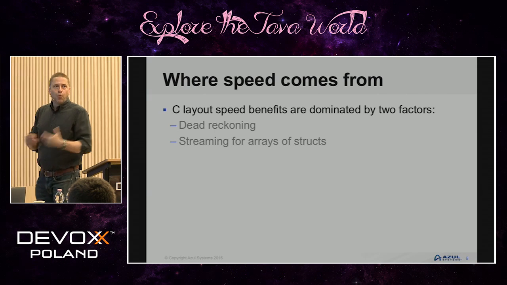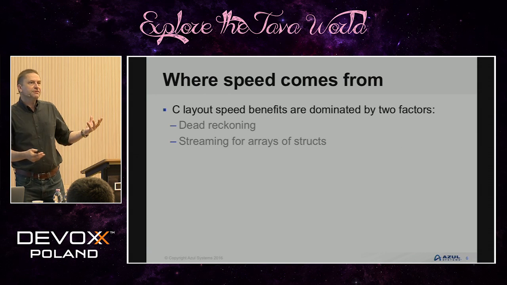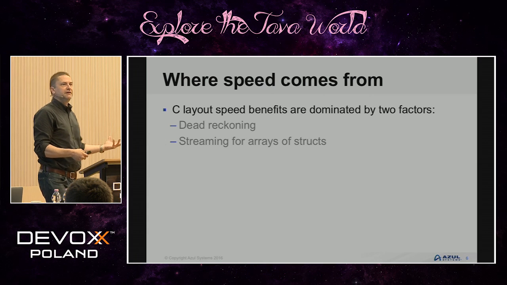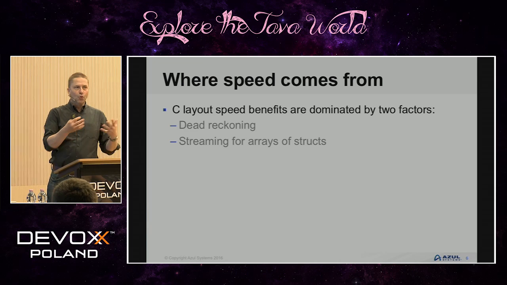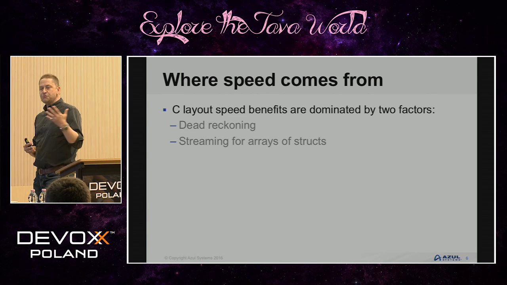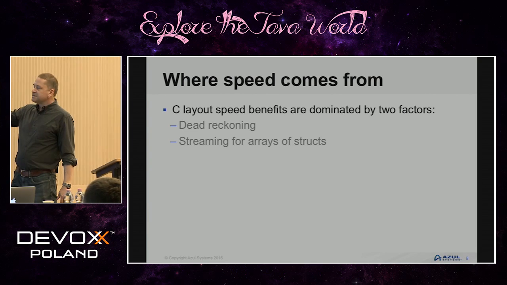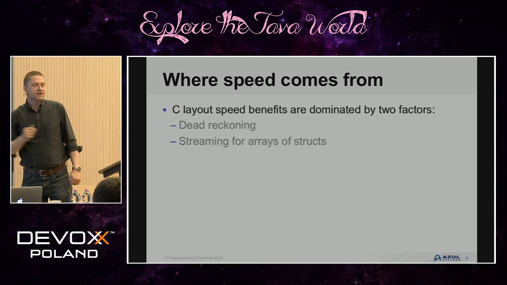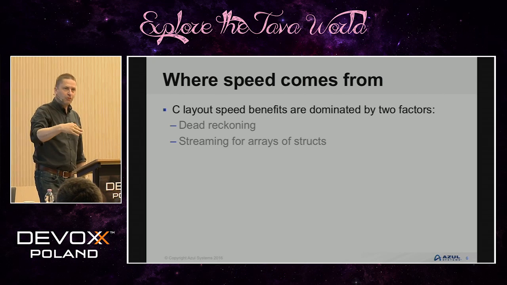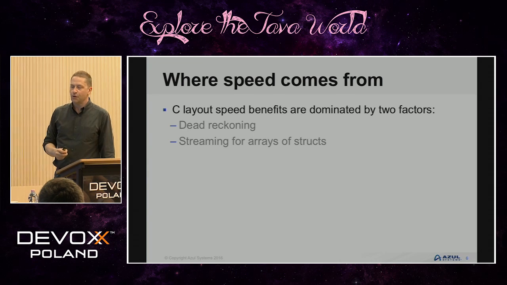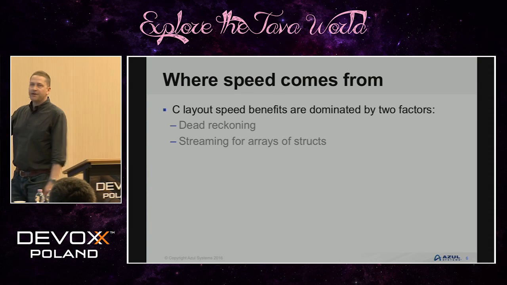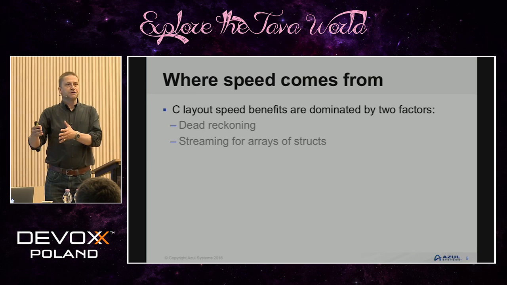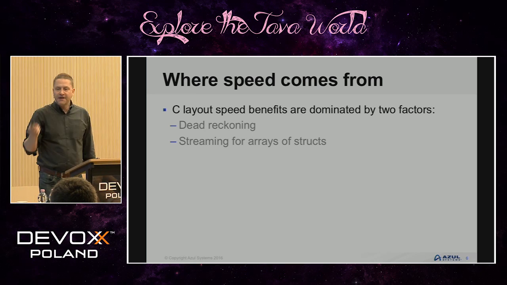The question then is, where does this speed come from? How is it that a struct works so much better than an object, given that the basic idea is roughly the same? What's the improvement in performance that you get from a struct? There's essentially two different things that you can take advantage of from the low-level machine architecture point of view. One is dead reckoning, and the other is streaming for arrays of structs. What do we mean by that?